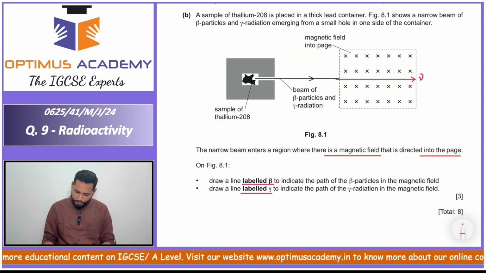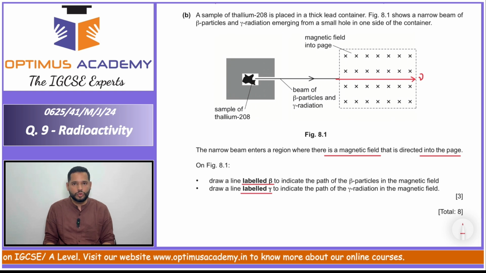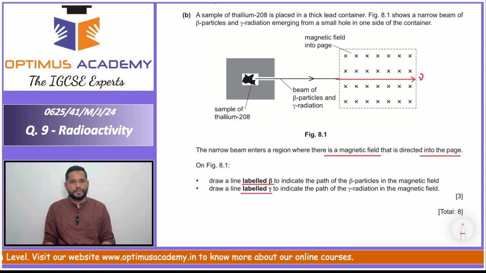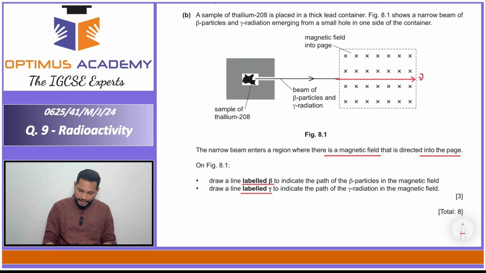For finding out the path for beta, we have to use Fleming's left hand rule. Now, according to Fleming's left hand rule, if the magnetic field is into the page and the beta particles are going towards the right side, the direction of the current is going to be left hand side. So if you use Fleming's left hand rule, you will be able to work out the direction of the beta particles is going to be towards the bottom of the page like this.